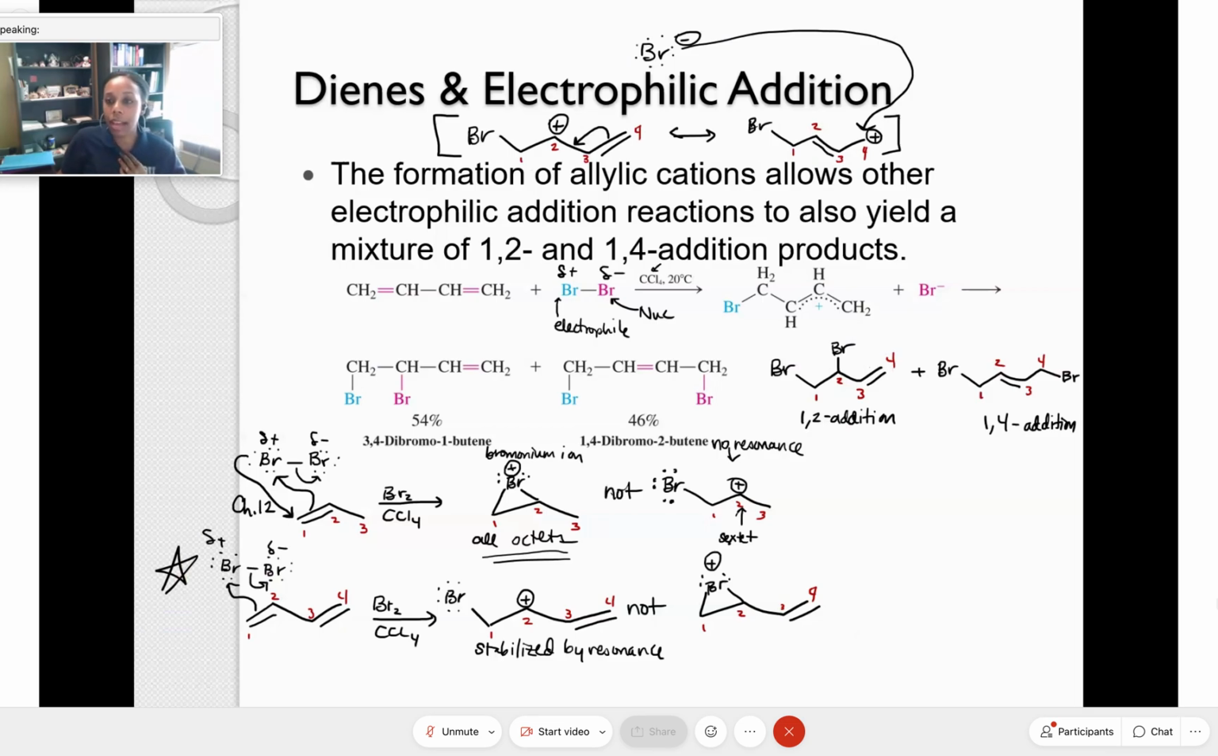So we're applying the reactions that we saw before in chapter 12. We're applying them to now this conjugated diene system and seeing how resonance now will allow for more potential products. And again, this is different from hydride shifts. Hydride shifts and resonance are two different concepts.